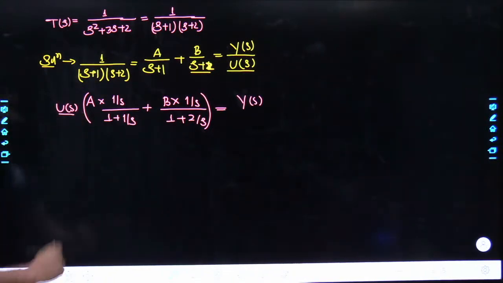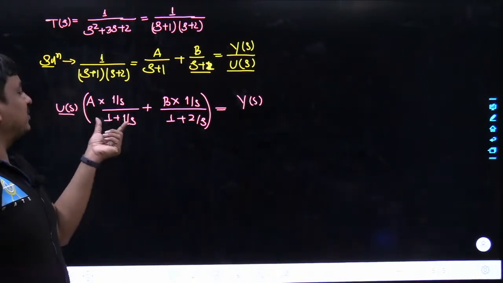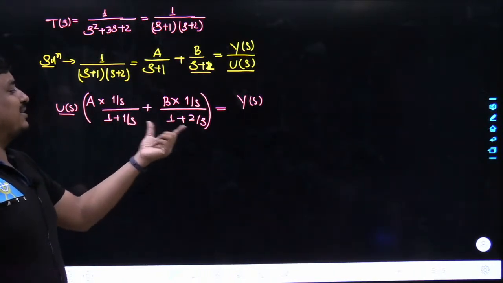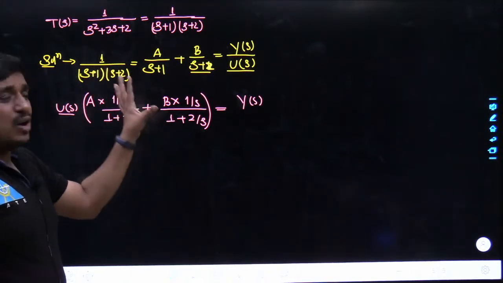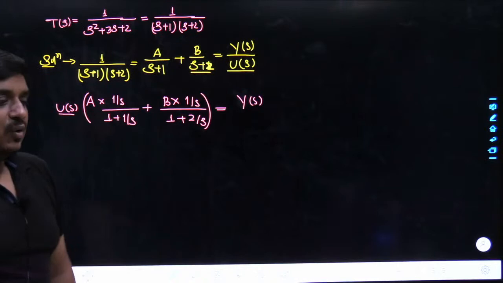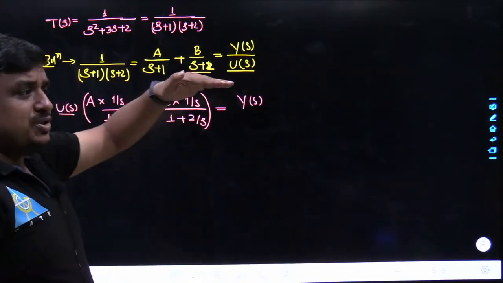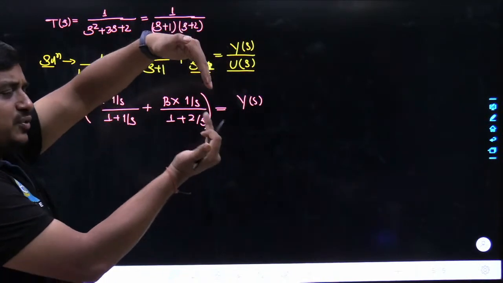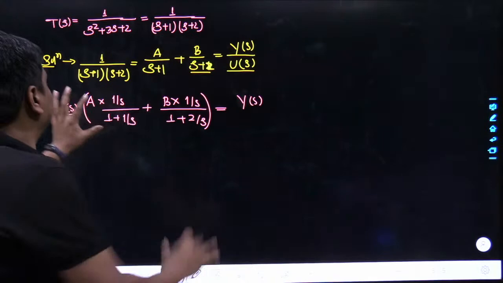That means the u of s has to get processed with A into 1 upon s divided by 1 plus s. Similarly, B into 1 upon s divided by 1 plus 2s. And the addition of both of the processed outputs would decide your y of s. Agreed? So y of s would have two different branches, and the sum of these two branches would become y of s. The first would come from here, the second would come from here.